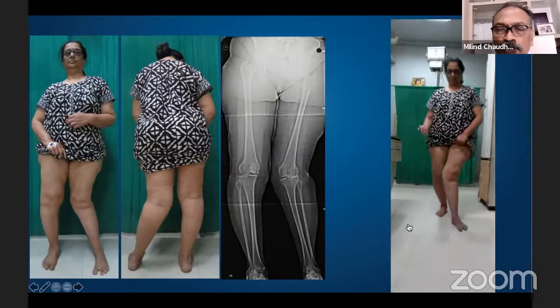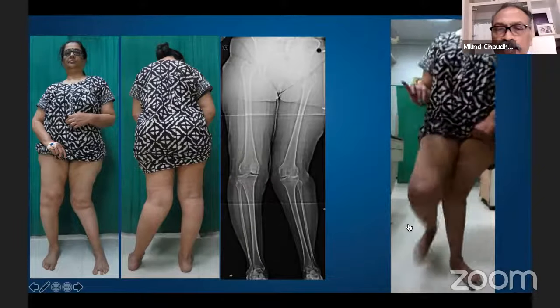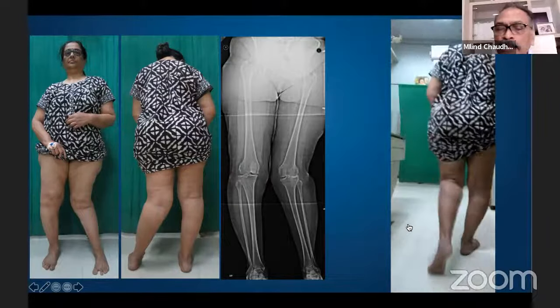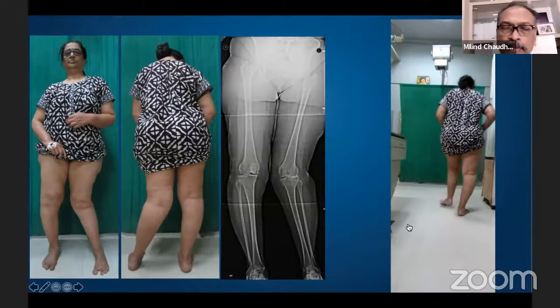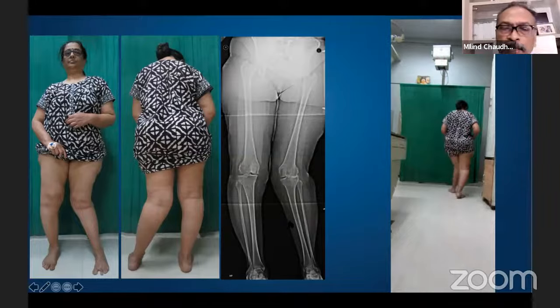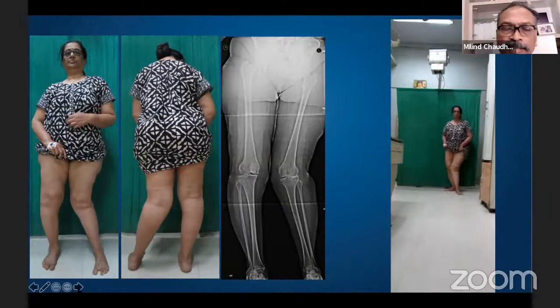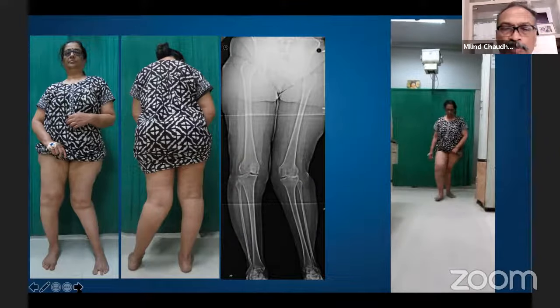Now, what do you do for her? If you carefully analyze, there is a high neck shaft angle. She has a valgus in the femoral neck. But at this stage, I don't want to deal with it. And she has a very large intra-articular deformity, a very high JLCA. So this is what we chose to do for her.